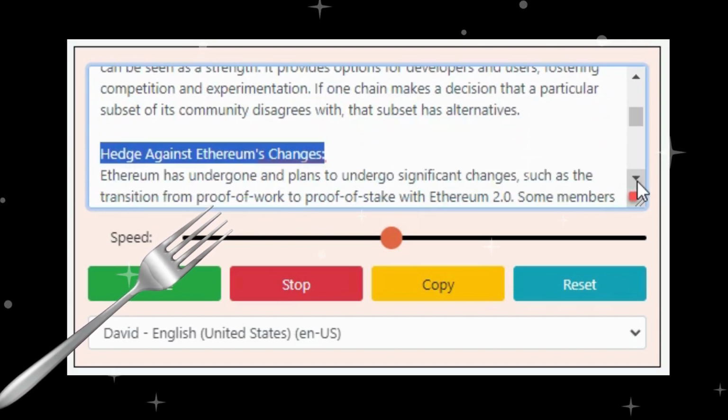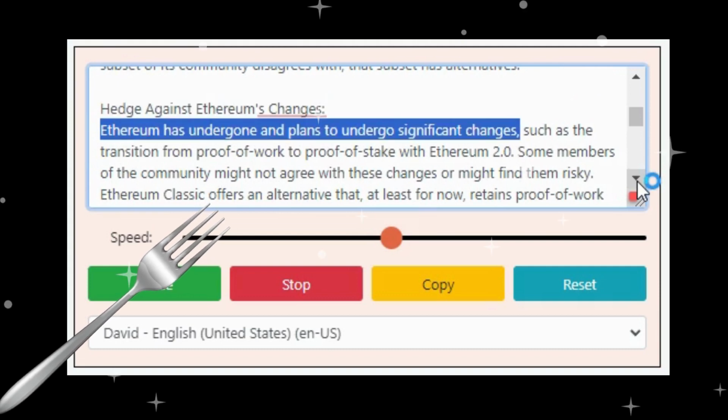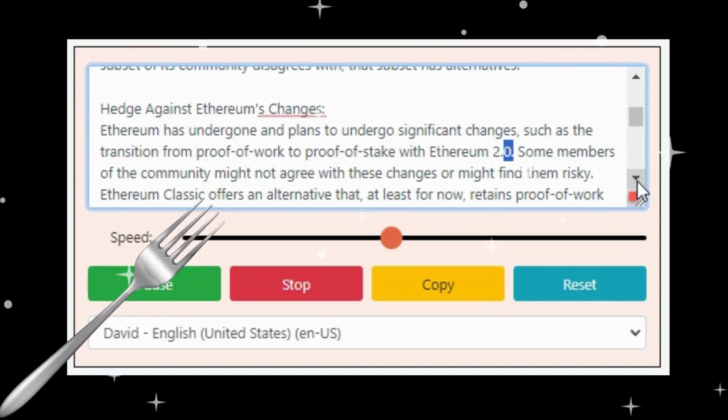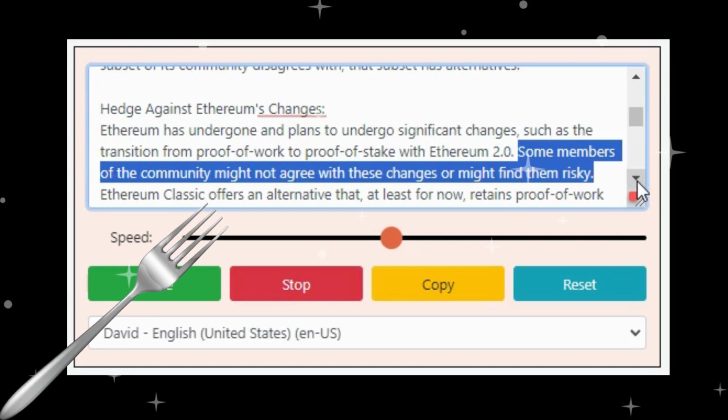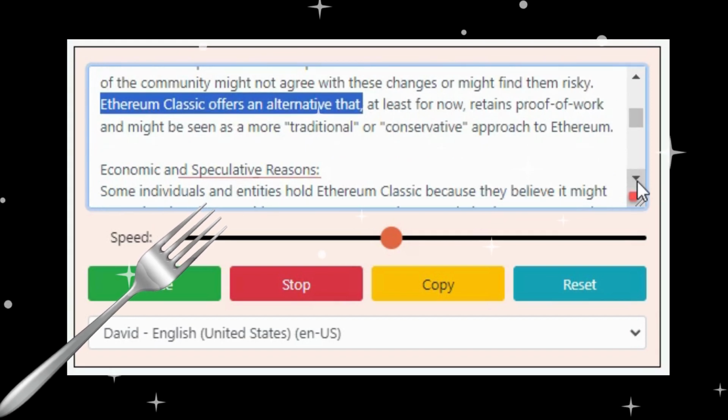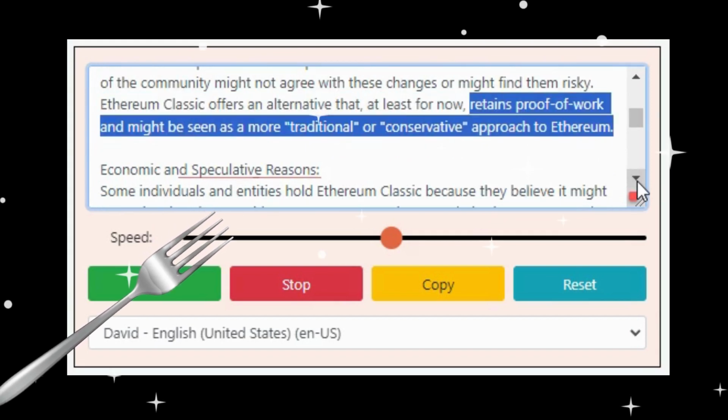Hedge against Ethereum's changes. Ethereum has undergone and plans to undergo significant changes, such as the transition from proof-of-work to proof-of-stake with Ethereum 2.0. Some members of the community might not agree with these changes or might find them risky. Ethereum Classic offers an alternative that, at least for now, retains proof-of-work and might be seen as a more traditional or conservative approach to Ethereum.